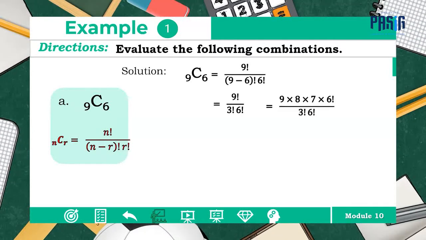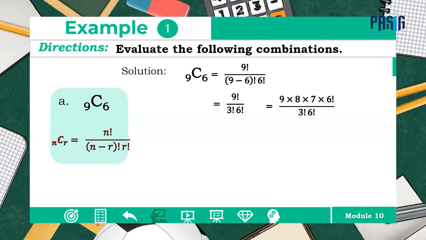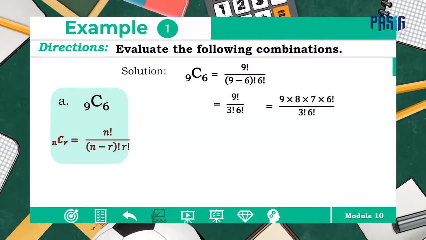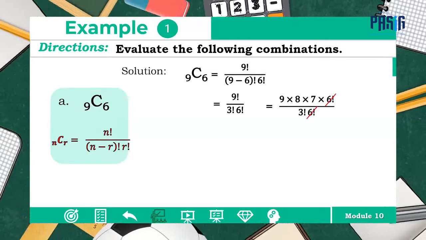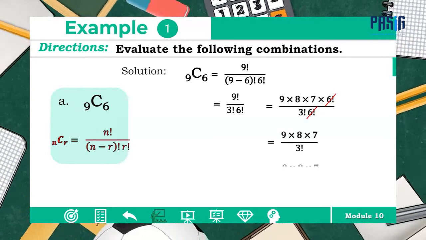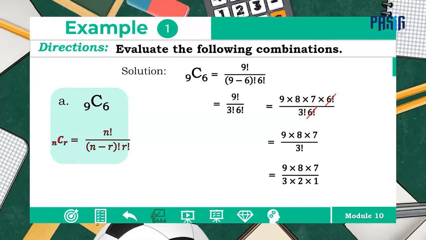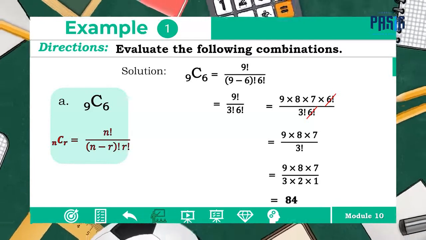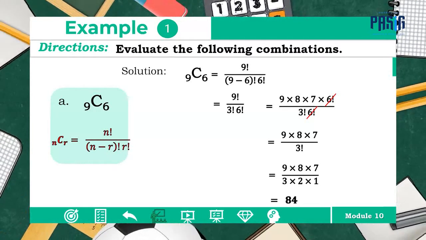Express 9 factorial as factors of 9 times 8 times 7 times 6 factorial. Dividing these two factorials will result to 1. The 3 factorial in the denominator can be expressed as 3 times 2 times 1. Then performing the operation, the result is equal to 84.